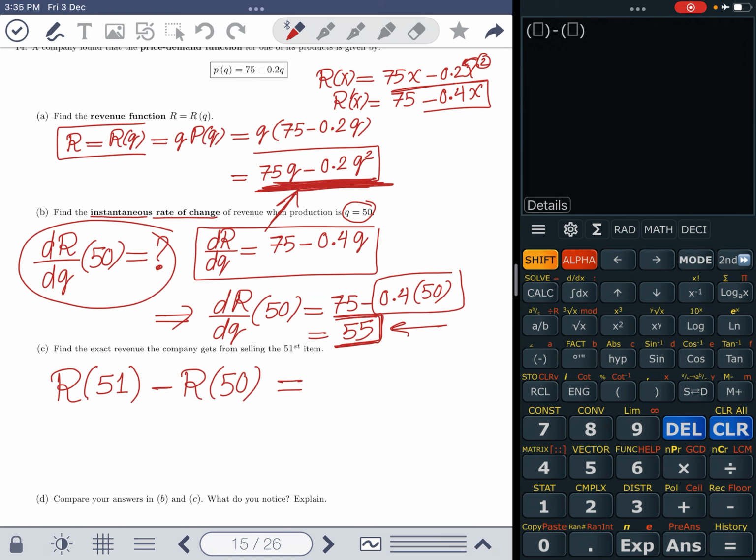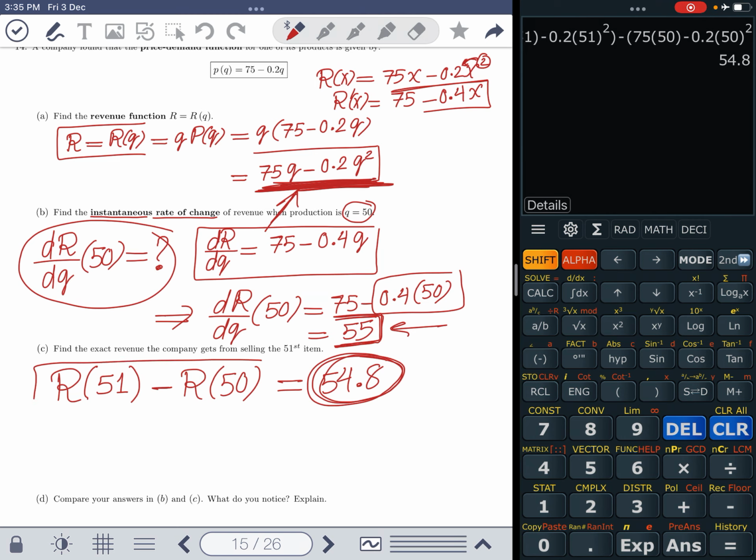The first one is R of 51. It's 75 times something minus 0.2 times something squared. I like to write the entire formula first, and now we fill in the gaps. We'll say 51 in here and 50 in the second, which is the same formula. I'm doing R of 51 minus R of 50. You can do it in your calculator. You'll get 54.8. See? 54.8 is the exact revenue from selling the 51st item.